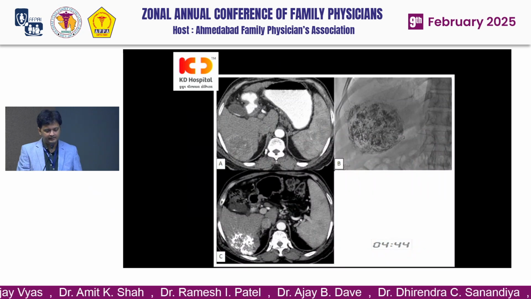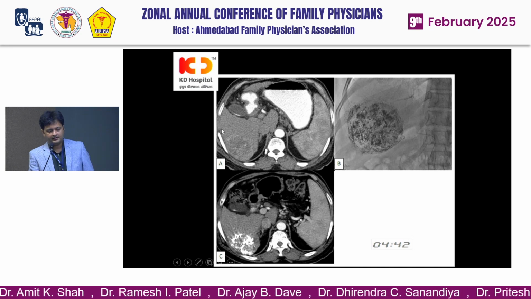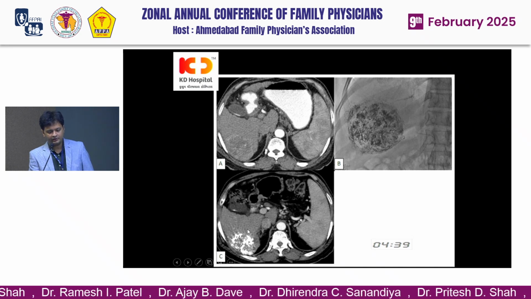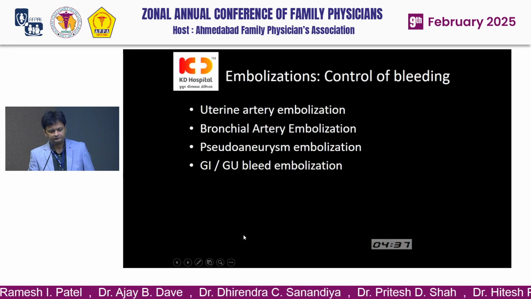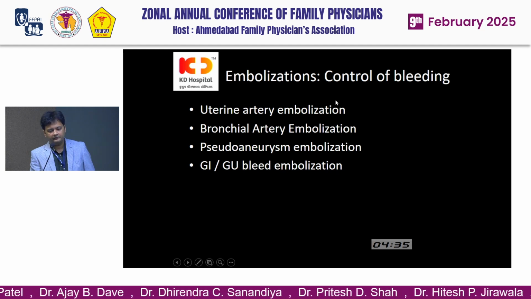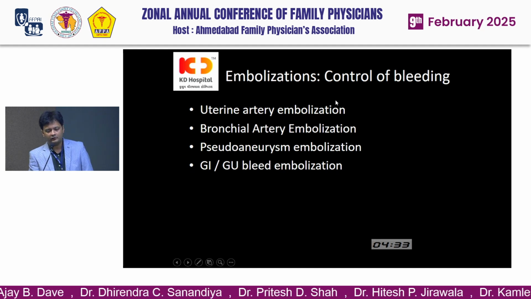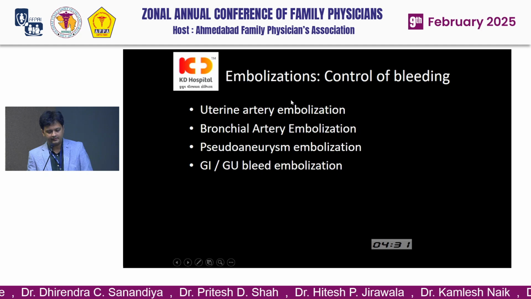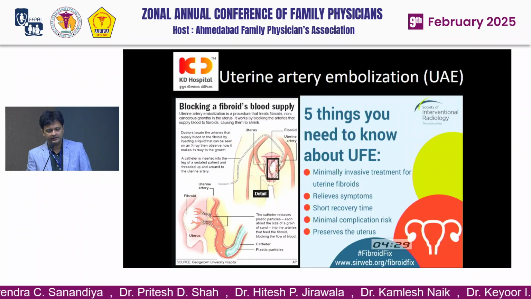So this is a schematic diagram showing the same. Here it is the right lobe HCC and deposition of the chemotherapy on CT scan. Coming to embolization, it is basically control of bleeding. It can be either uterine artery embolization, bronchial artery or a GI bleed.